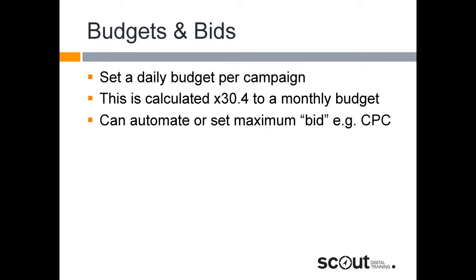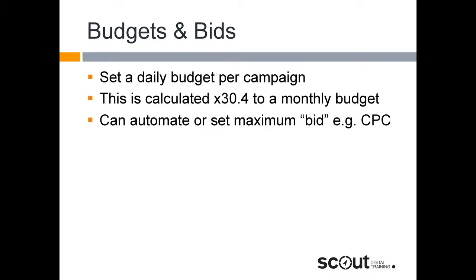And then from that, you can automate or set your maximum bid, so your cost per click, how much you're willing to spend every time somebody clicks on your ad. And like I mentioned, you don't always pay your maximum cost per click. You'll only ever pay 1 cent more than the person below you. So that's just something to keep in mind as well.